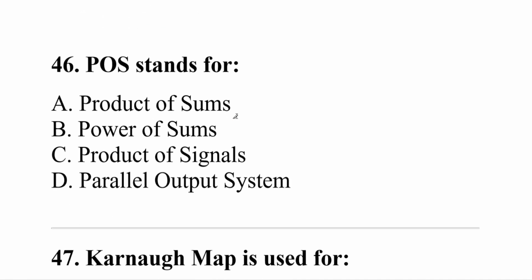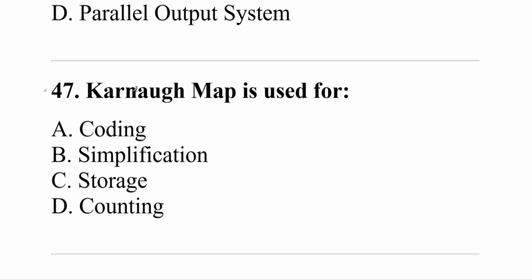Now moving ahead to question number 46, that is POS stands for option A product of sums, B power of sums, C product of signals, D parallel output system, and the correct answer is option number A, that is product of sums. It means POS is another standard Boolean expression form. It stands for product of sums.